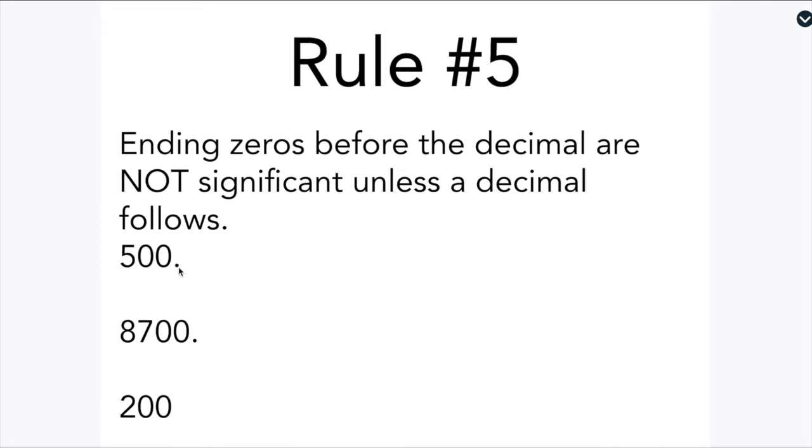500 followed by a decimal point. That is going to have 3 significant figures because it is followed by a decimal point. 8,700 followed by a decimal point has 4 sig figs because it is followed by a decimal point. However, the number 200 just by itself only has 1 significant figure because there is no decimal point there, and ending zeros before the decimal are not significant.